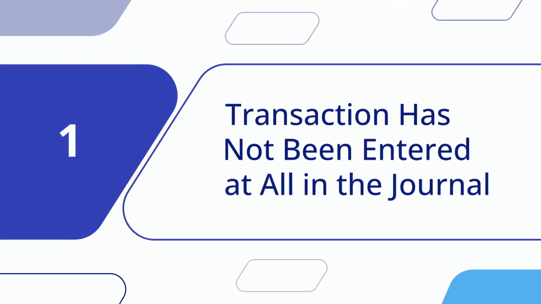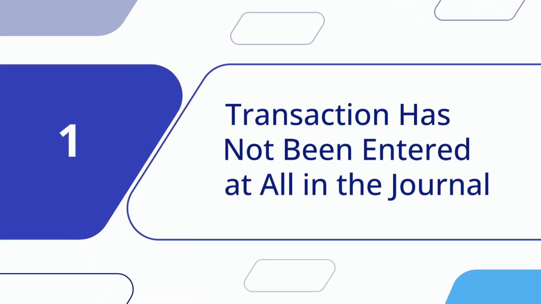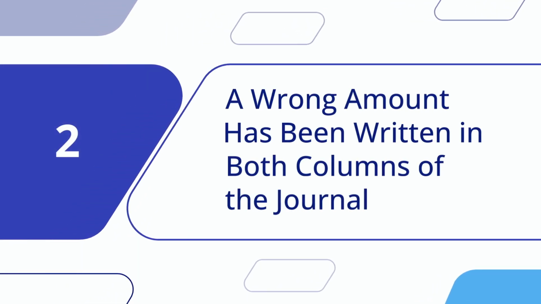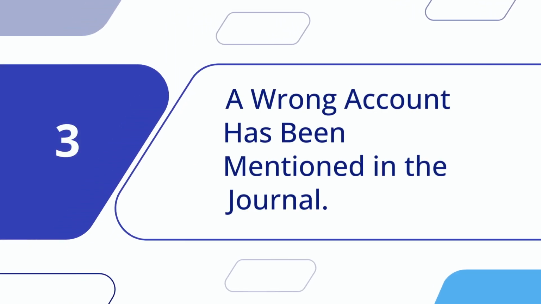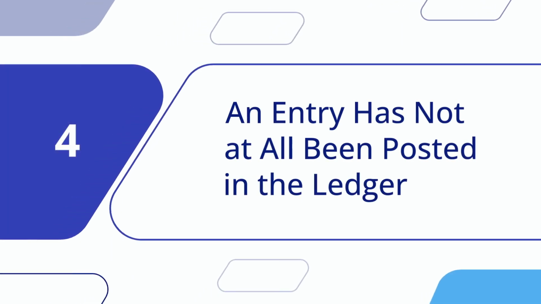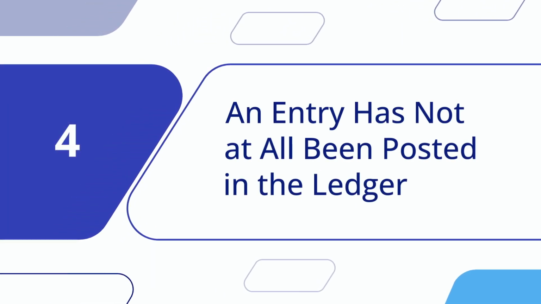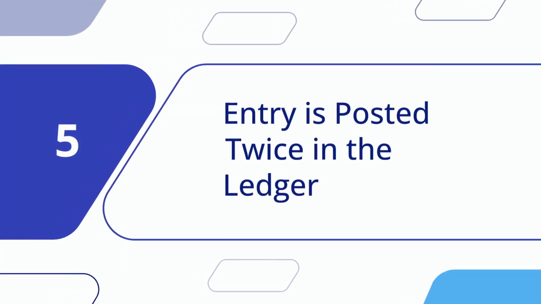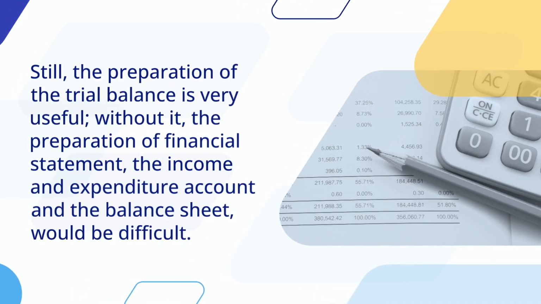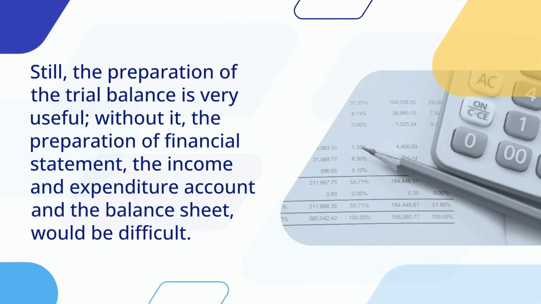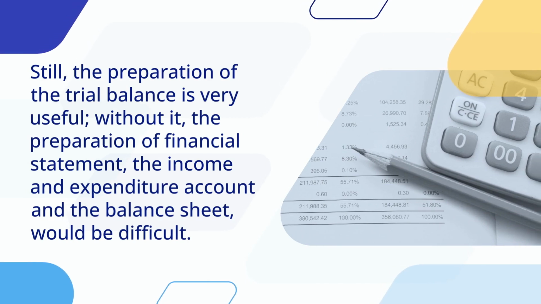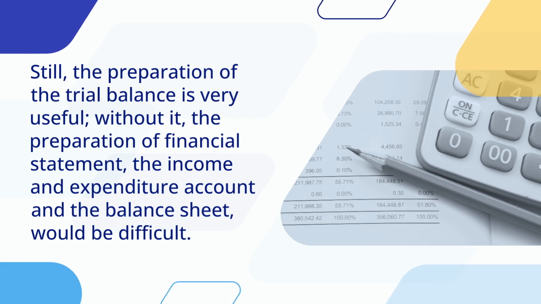1. Transaction has not been entered at all in the journal. 2. A wrong amount has been written in both the columns of the journal. 3. A wrong account has been mentioned in the journal. 4. An entry has not at all been posted in the ledger. And 5. Entry is posted twice in the ledger. Still, the preparation of the trial balance is very useful. Without it, the preparation of financial statements, the income and expenditure account, and balance sheet would be difficult.